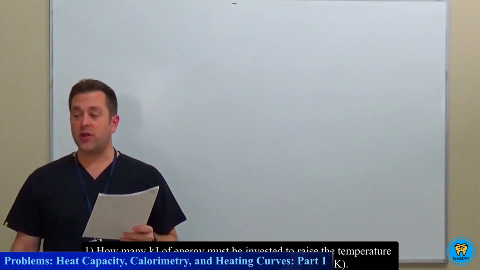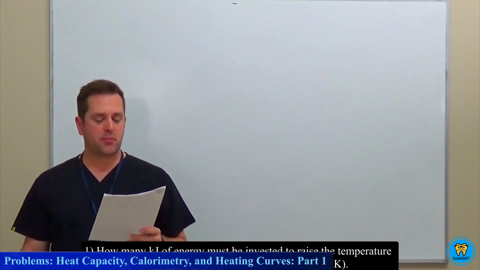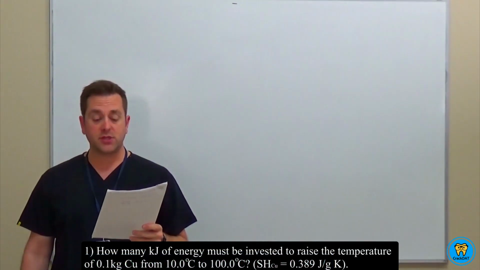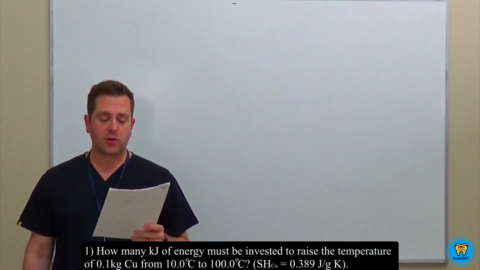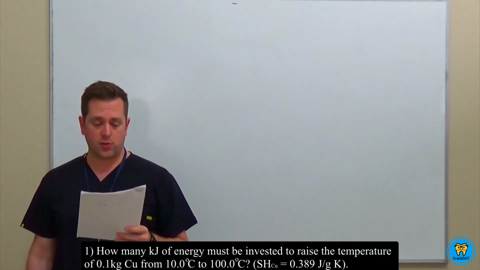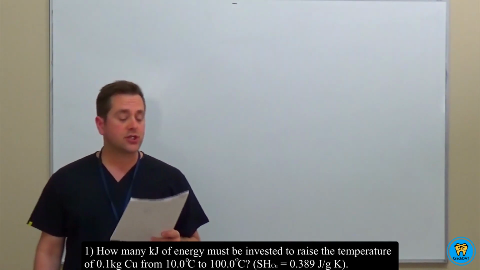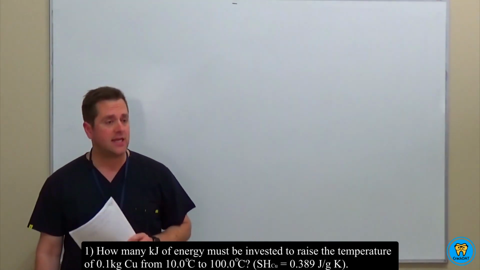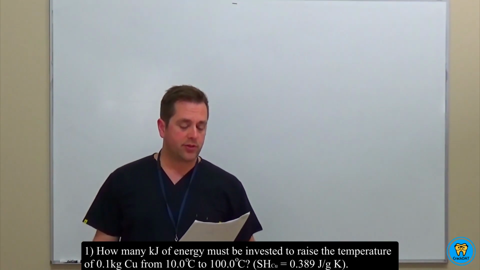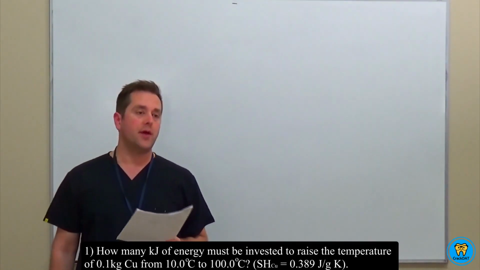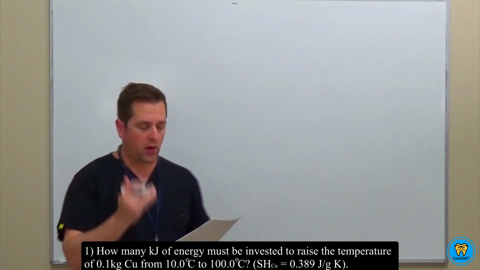How many kilojoules of energy must be invested to raise the temperature of 0.1 kilograms of copper from 10.0 degrees Celsius to 100.0 degrees Celsius? And then we're actually provided the specific heat of copper, which is 0.389 joules per gram Kelvin. So let's go ahead and make a list of all of our data.